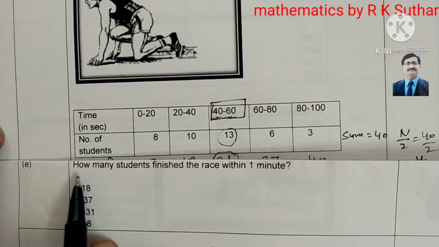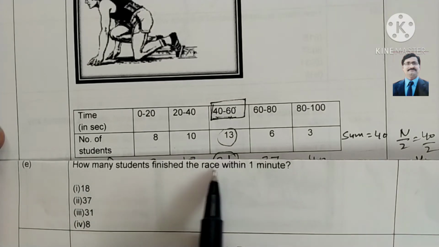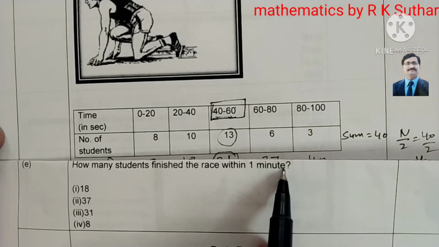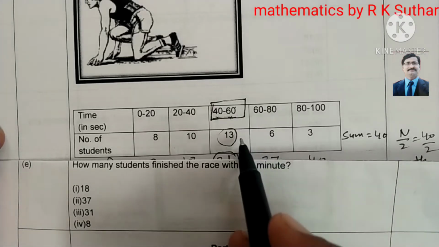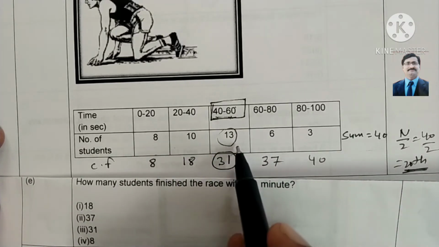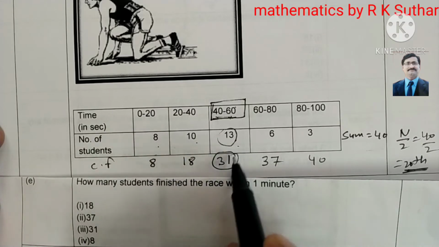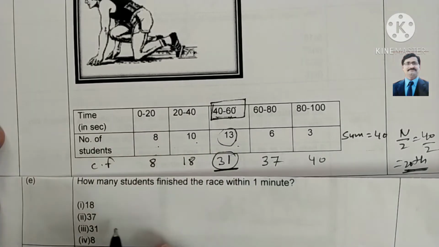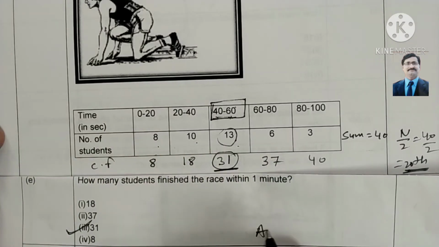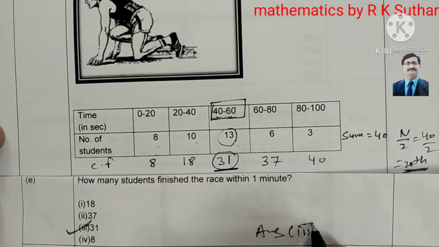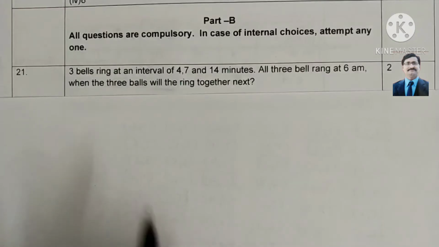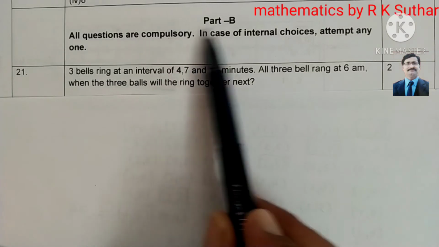Now the next question is, how many students finish the race within 1 minute? 1 minute means 60 seconds. So within 60 seconds these students finish the race. So 8, 10, 13, this is a total of 31. 31 students finish the race. So here the answer is third. All of you understand this? Here this is part B.